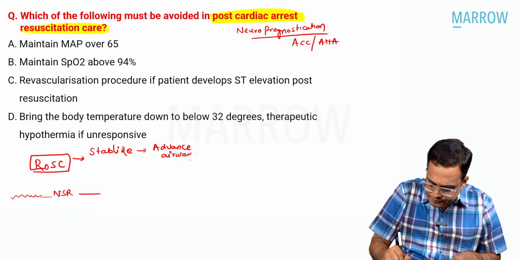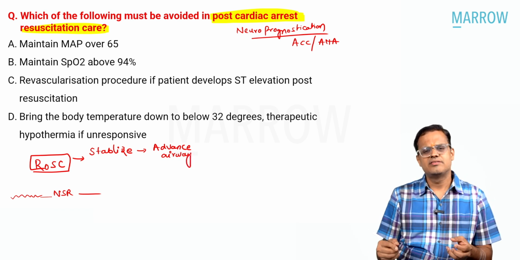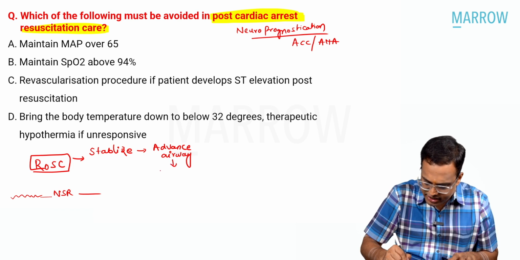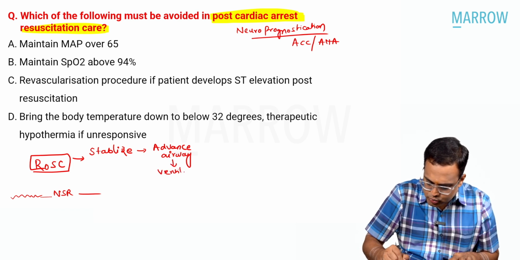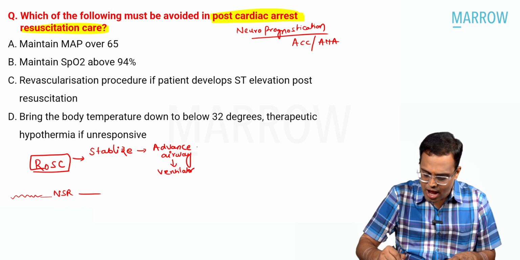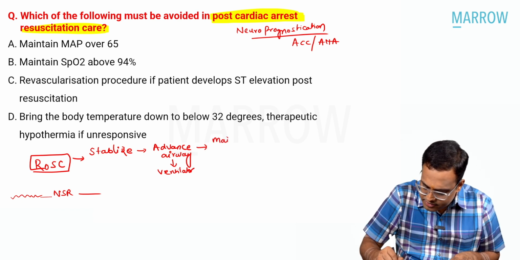Advance airway. The moment you put the endotracheal tube, the job is not over. You have to connect him to the ventilator. And what you have to do is maintain the blood pressure.